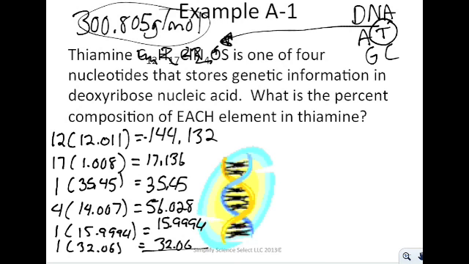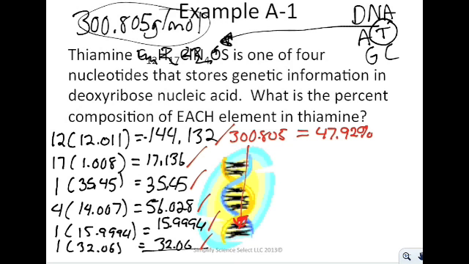So if I want to try and find the percentage that each element contributes, what I can do is divide each one by that 300.805, and I want to do that all the way down. When I divide each one by 300.805 and multiply it by 100 to turn it into a percent, I get the percent of each element. And what you get is for carbon, it's 47.92%. For hydrogen, it's 5.70%. Go ahead and put the elements out there.